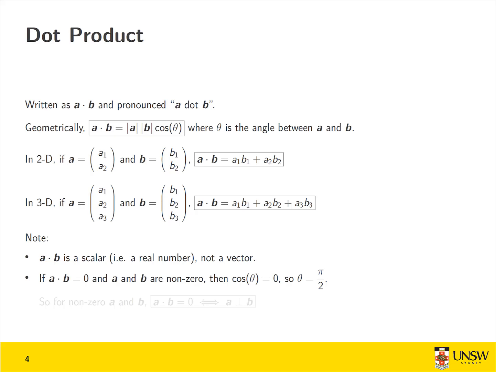Note also that if A dot B equals 0 and neither of the vectors is 0, we must have that cos theta equals 0, which means that theta is pi on 2 radians. So we can conclude that for non-zero vectors A and B, the statement A dot B equals 0 is equivalent to saying A is perpendicular to B.